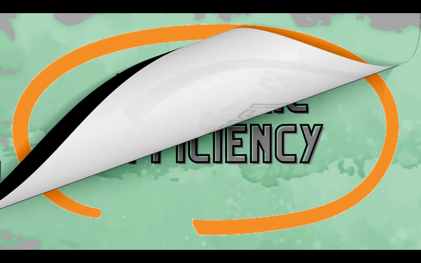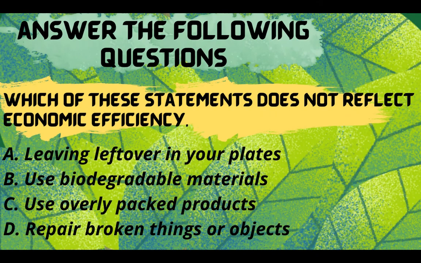Okay? Next, for the last question. Which of the statements does not reflect economic efficiency? So, meron na tayong application. Is it letter A, leaving leftover in your plates? Letter B, use biodegradable materials? Letter C, use overly packed products? And letter D, repair broken things or objects. Okay? So, lahat ng mga nandyan ay tama, no? Na magandang paraan para makatulong to have the sustainable development. But alin ba talaga dyan yung nagpapakita, yung does not reflect economic efficiency. Okay, ano nga ba talaga ang tamang sagot?